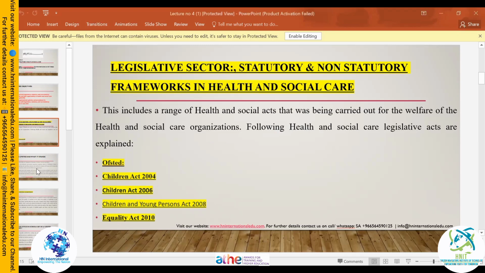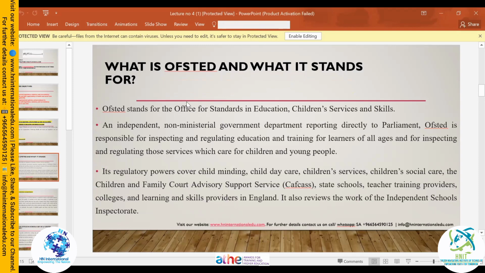So the first is, what is Ofsted and what does it stand for? Ofsted stands for the Office for Standards in Education, Children's Services and Skills. The basic concept of this type of law is that you should provide services for children and young people, so they can gain better health and have a better health balance for themselves and for others as well. This is the main motive of this type of act.